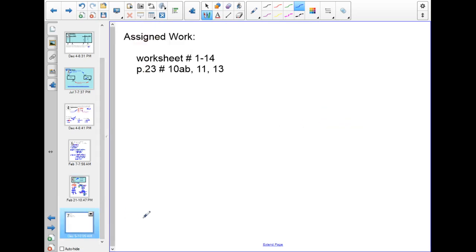For now, I have a worksheet. It's posted on the web page, and they're pretty simple questions on that worksheet, so 1 to 14 from that, and then some stuff from our current homework, from our current textbook for you to work on there.